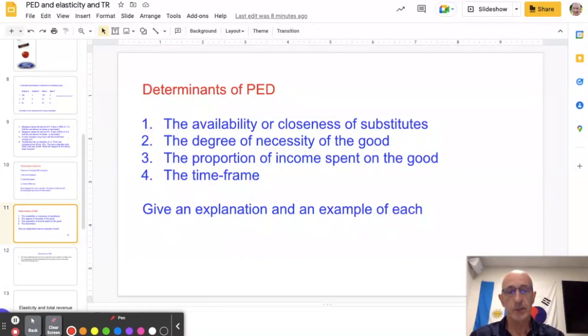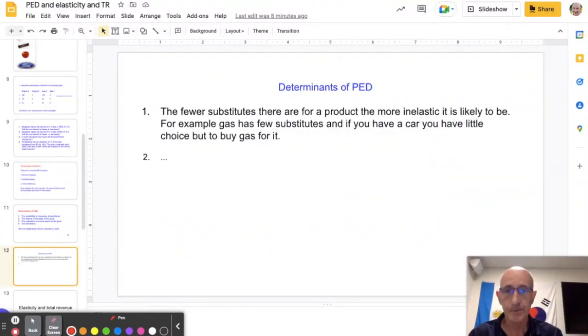Proportion of income is how much you spend on the product. It's not the price, it's the proportion of income. And so if you spend a very small proportion of your income on this product, if the price changes, you may not even notice. And so it's going to be more inelastic as a result. And then over time, products tend to become more elastic as people start to be aware of alternatives and can shop around and find different products that they might want to buy.